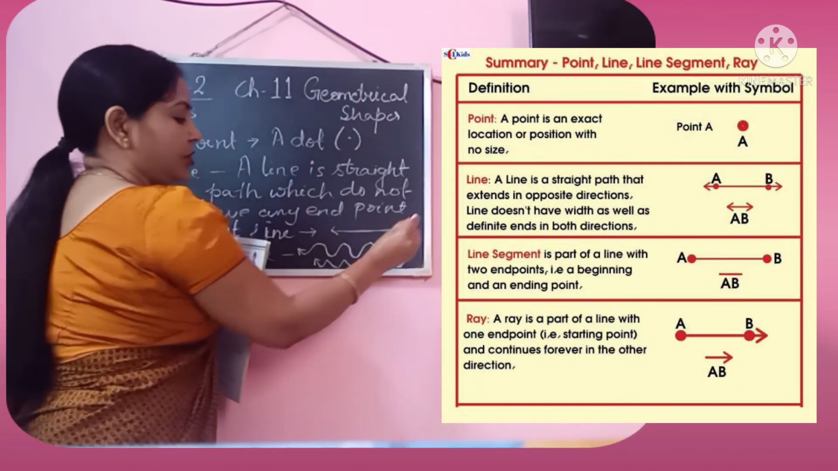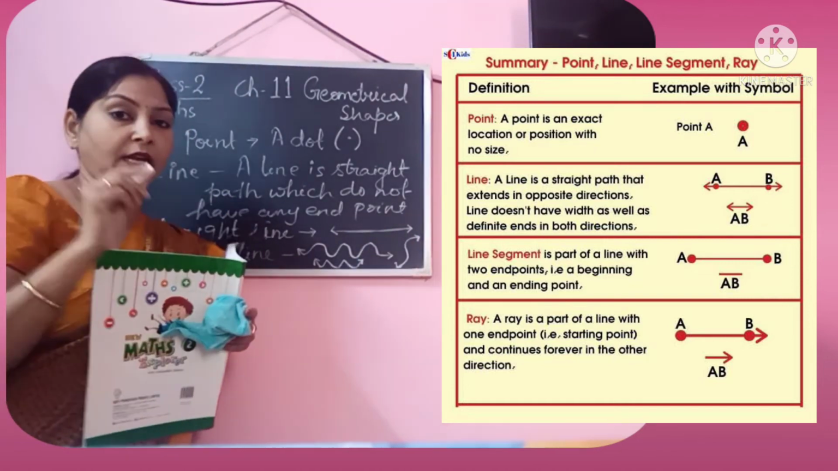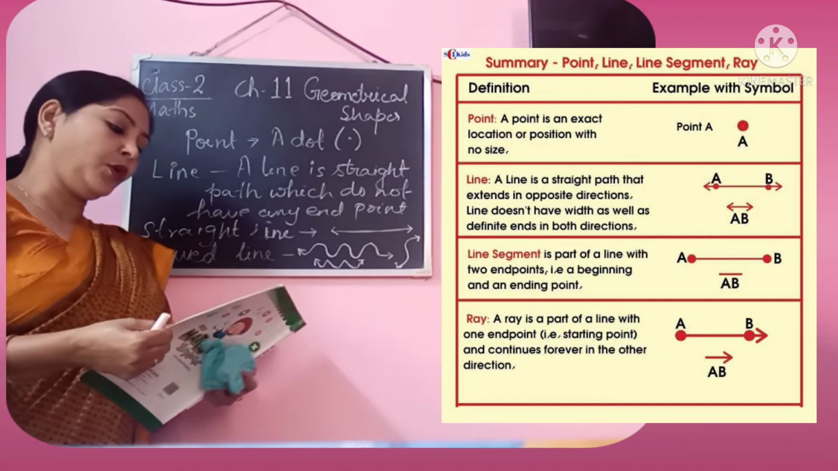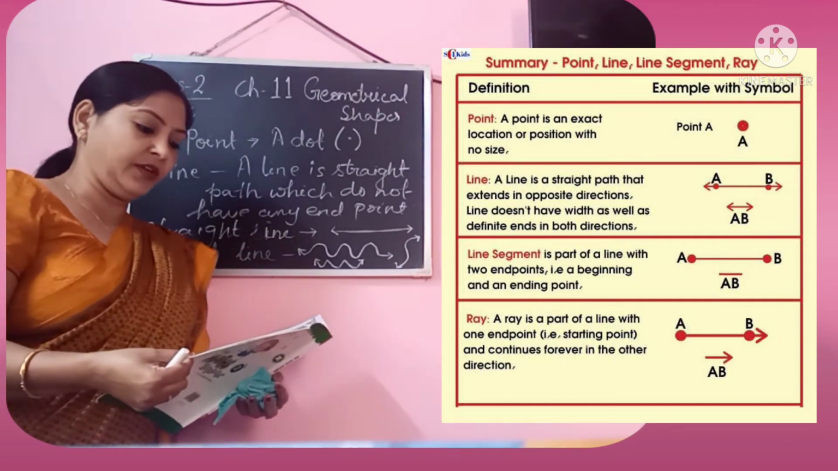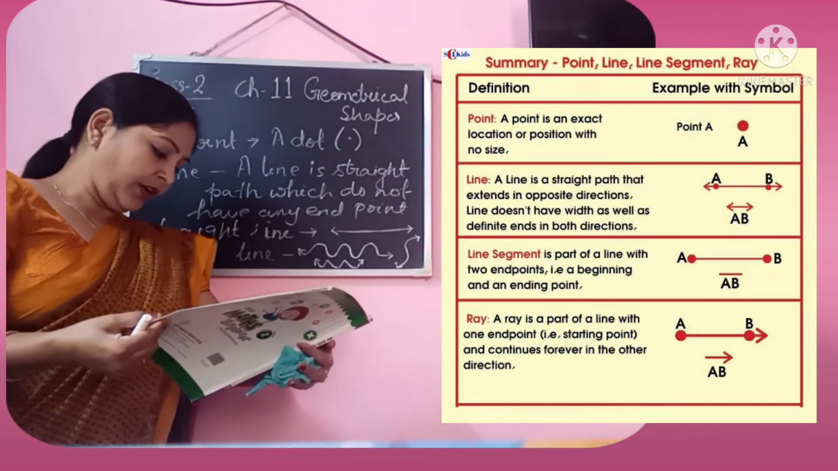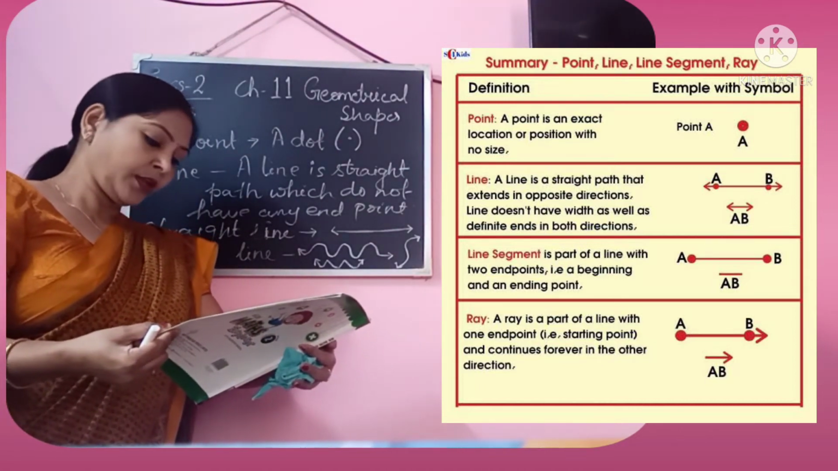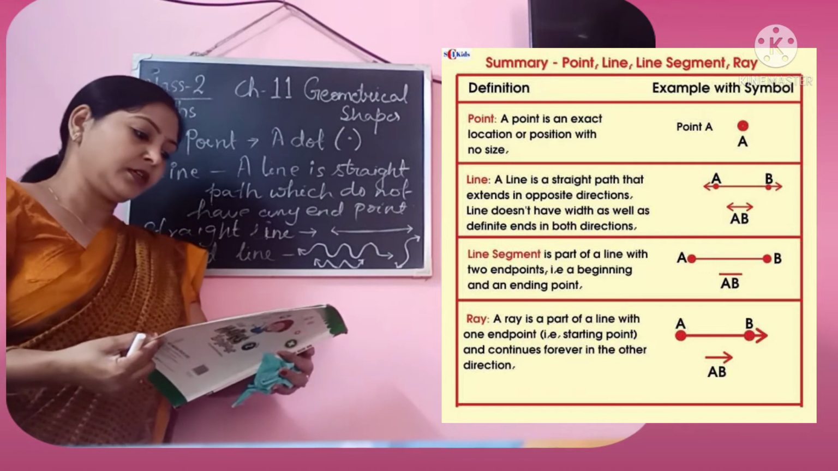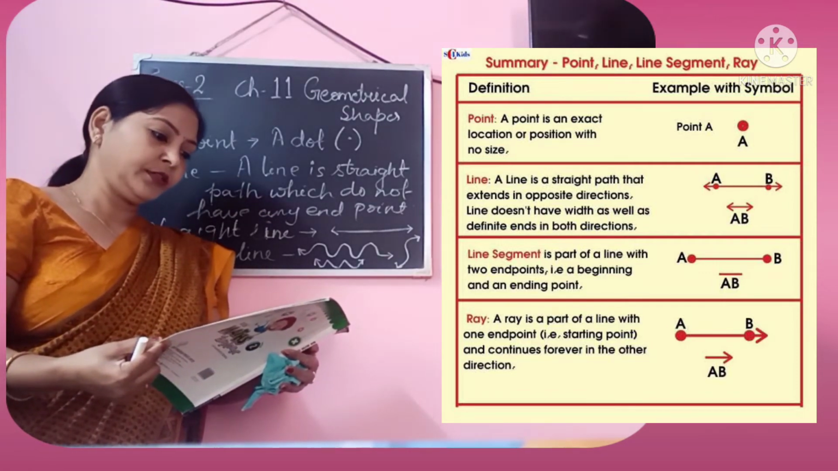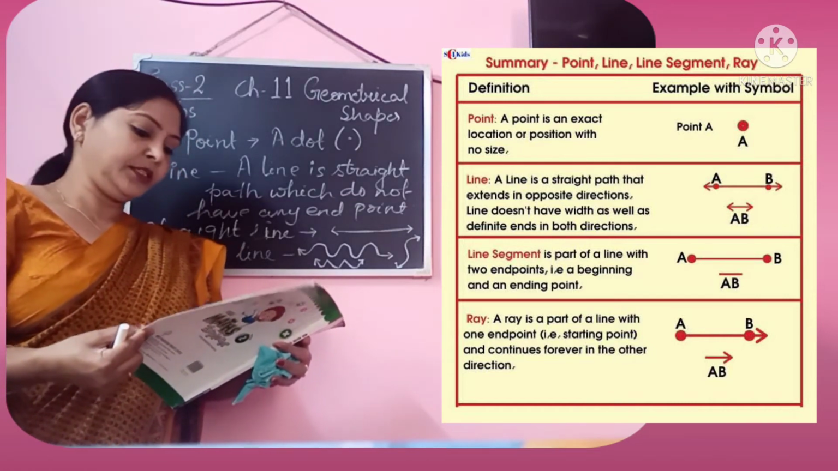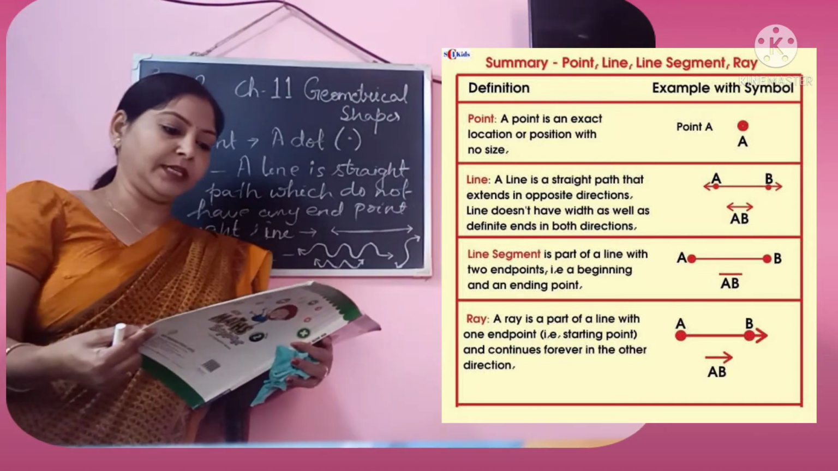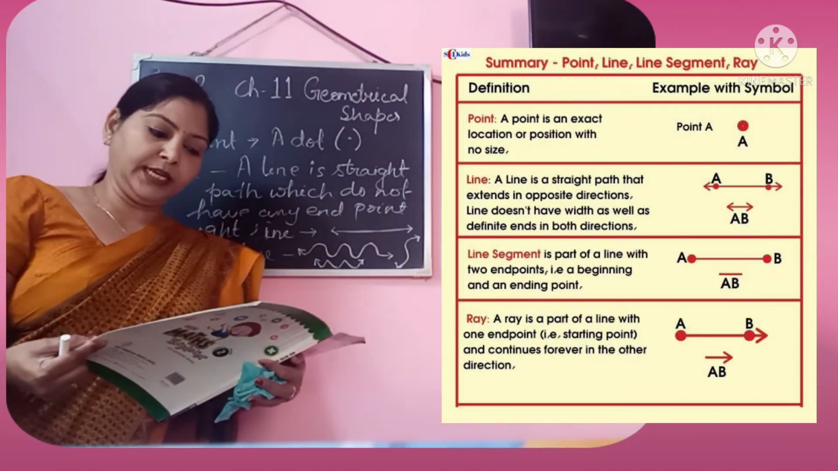Where the lines are not straight, they are called curved lines. In the book also you will find some curved lines given. Now apart from these curved lines, line segment is not mentioned. So this line segment concept you will be learning in the next class.